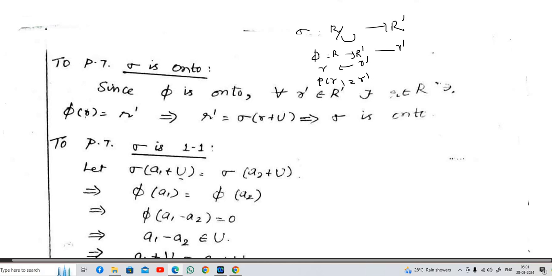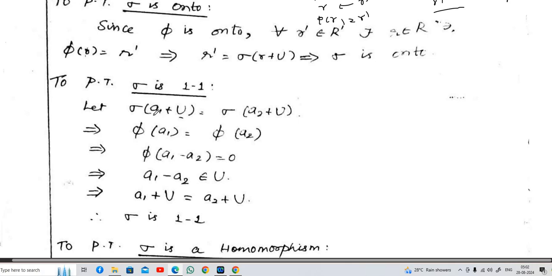So the presence of r in R is confirmed, so definitely we will have our r plus U present in R mod U. So for r prime in R prime, this r plus U acts as the pre-image, so that sigma is onto. So r prime equals sigma of r plus U, and that shows that sigma is onto.